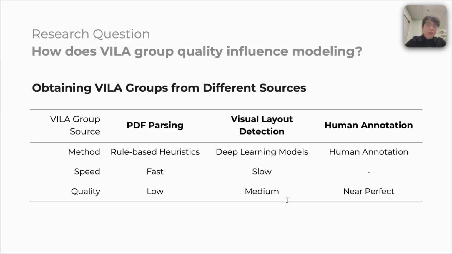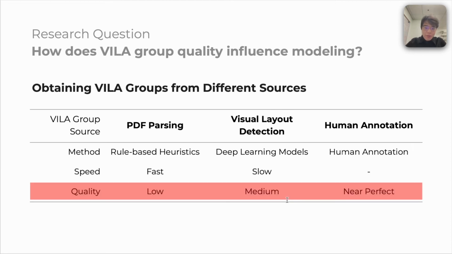Okay, in practice, one might get VILA groups from different sources. For example, PDF parsing, visual layout detection, and even human annotation. These sources may have different levels of quality, and it's very interesting to know whether bad quality will have strong effects on the VILA model performance.